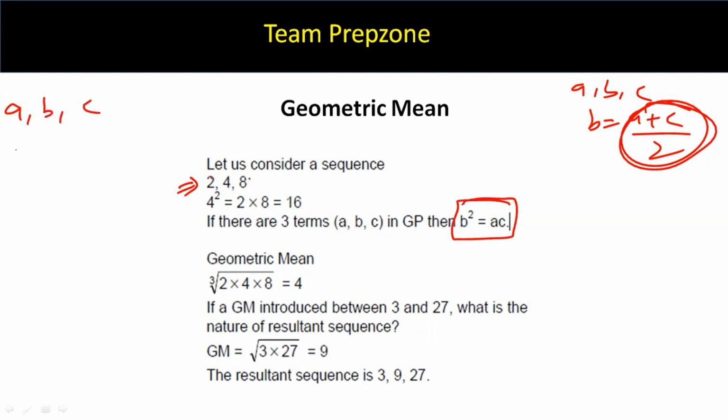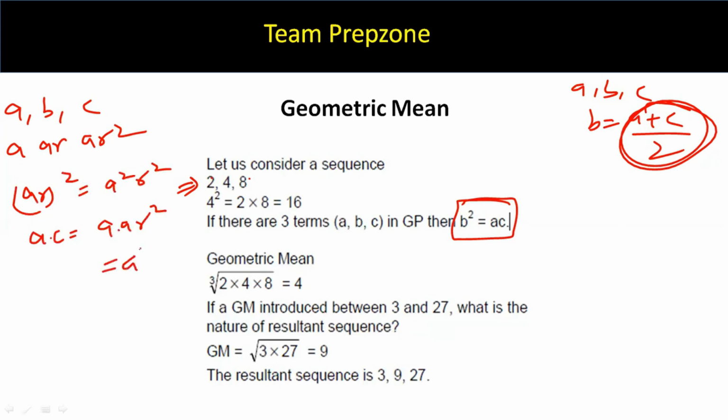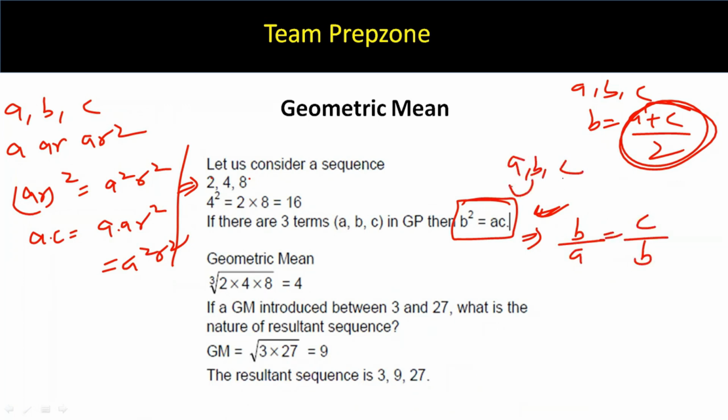You can also prove it. You have a, b, c. This is a, this is ar, this is ar square. Now b square is nothing but ar whole square, which is a square r square, and a into c is nothing but a into ar square, which is a square r square. So hence proved that b square is equal to ac. Or what you can say is that b upon a is the same as c upon b, right? Because a, b, c are in GP, so b upon a has to be equal to c upon b. Then you just cross multiply them, you will get b square equals ac.